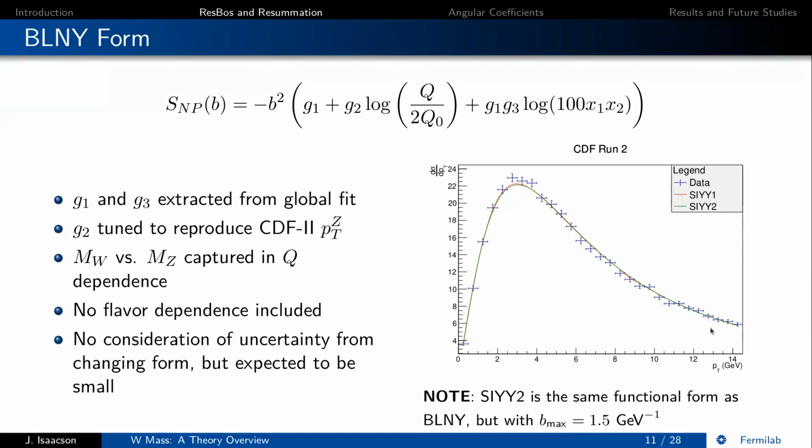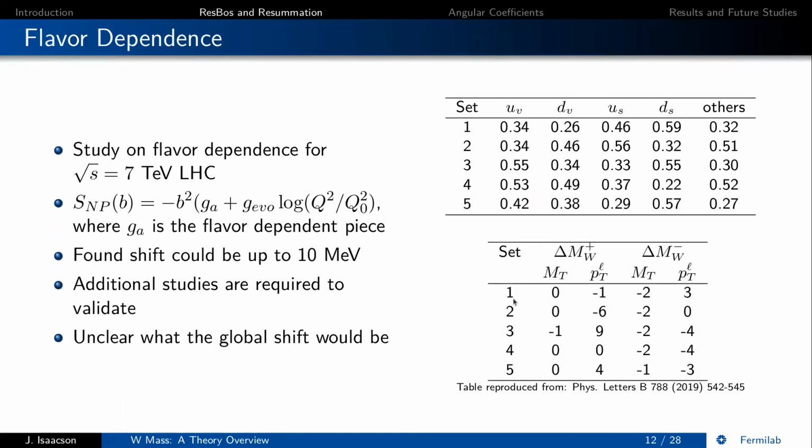So this was from the global fit. Again, you would retune this to fit this data, which would help to wipe away some of these differences that you see. However, the flavor dependence is something that may have some effect just because Z and W are treated differently. So you could tune up and down slightly differently to get agreement with the Z data, but cause a shift in the W data. And there's only been one study on the flavor dependence that I've seen.